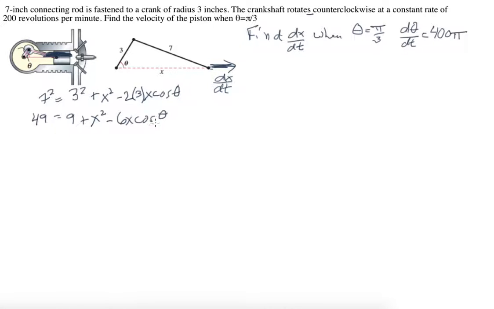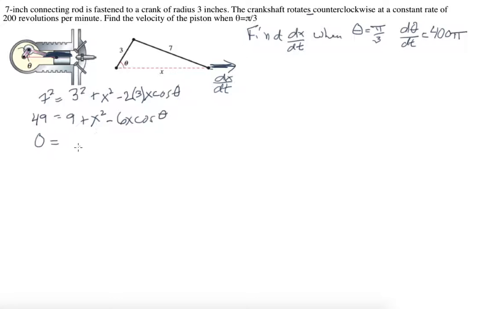And so we don't want to plug in these values yet. We don't have dθ/dt in there yet, and we don't have dx/dt in our equation. So we're going to take the derivative first, then we make our substitutions. That's important in related rates. We're going to first take the derivative of both sides with respect to t, then we substitute the values we know. And so when we take the derivative, we get 0 equals, derivative of 9 is 0.